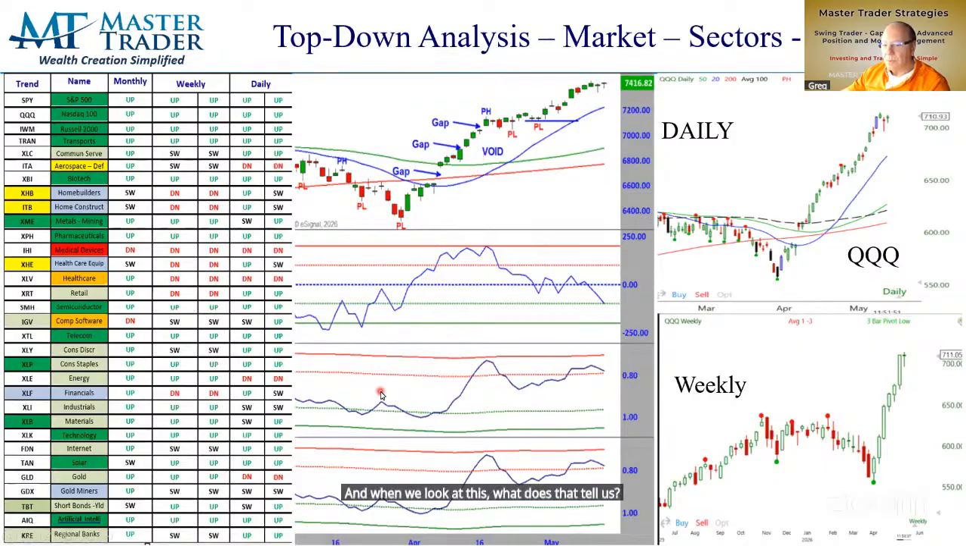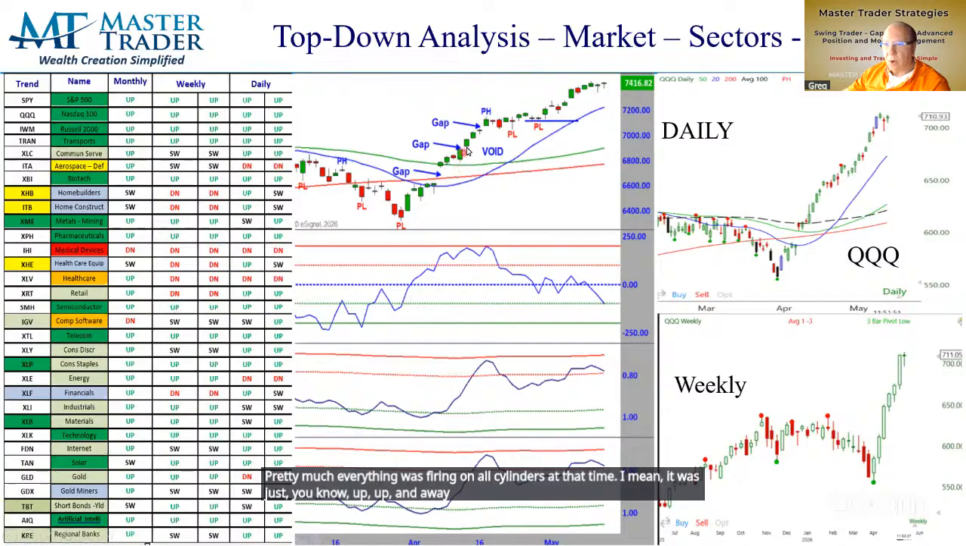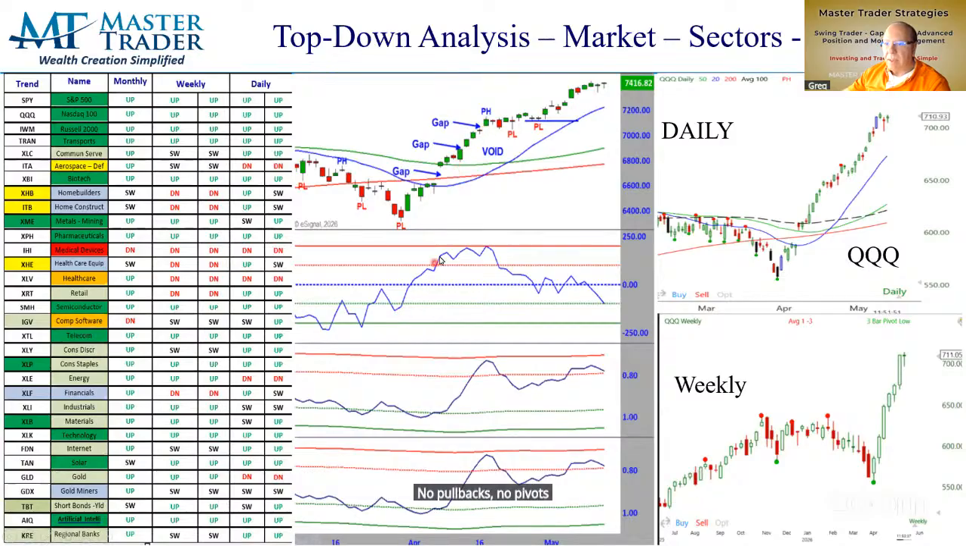Well, this was back in the beginning of April. And pretty much everything was firing on all cylinders at that time. I mean, it was just up and away. No pullbacks, no pivots, but the breadth moved up. So a lot of things moved up together. And then it just topped off. Here, breadth and sentiment reached an extreme together. And that went sideways. There was a correction through time. And then a lot of individual sectors began to deteriorate.